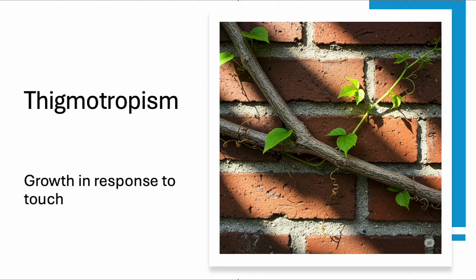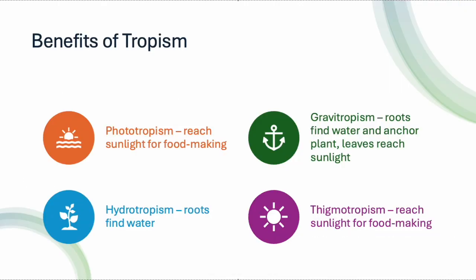Tropisms help plants in many ways. Phototropism helps them get sunlight for food. Gravitropism helps their roots find water and holds them in the ground. Hydrotropism helps the roots find water. Thigmotropism helps them climb and grow. Tropisms help plants survive and grow big and strong.